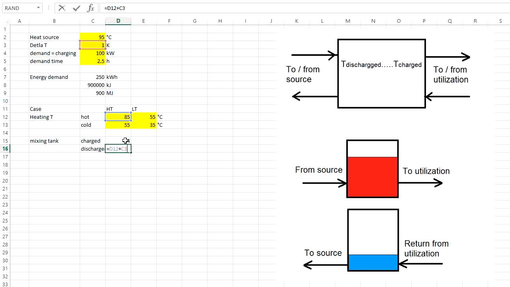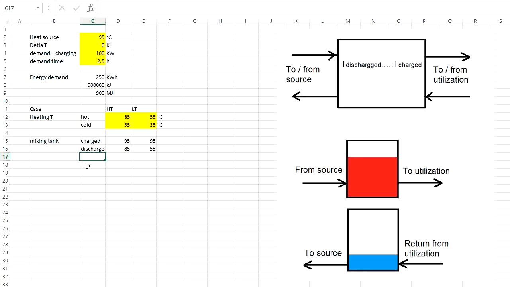Now we can log the values which were common for all the cases. And we can also extend this to the low temperature case, where again the charged tank is at the temperature at the heat source, or eventually lower by some minimum temperature difference, and the discharged temperature of the tank is the required temperature of the heating plus eventually some temperature difference. Now we can change it back to 0.